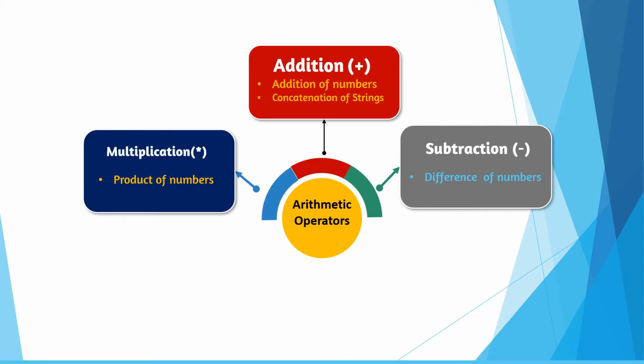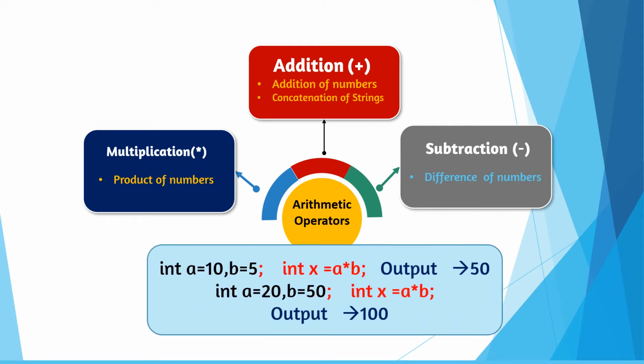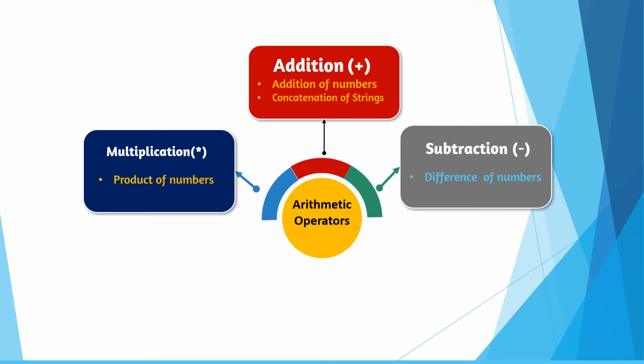And the next one is multiplication. This will give you the product of numbers. Here, same example we are taking. A is equal to 10 and B is equal to 5. X is equal to A into B. So 10 into 5 will give you the output as 50. And here int A is 20 and B is 50. 20 into 50. A into B means 20 into 50 will give you the output as 100. So multiplication sign will give you the product of two or more numbers.